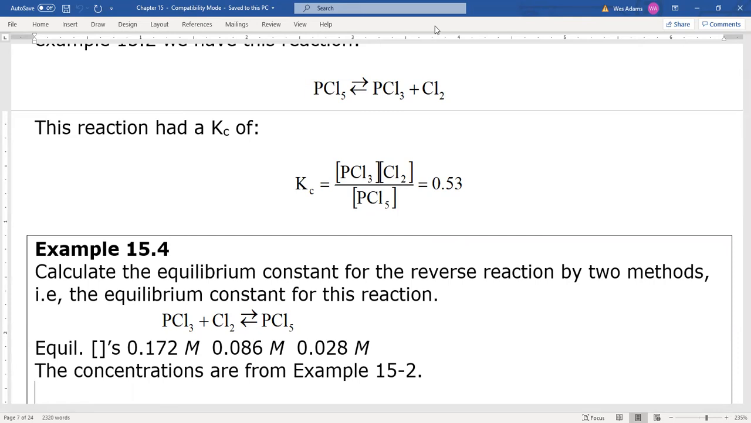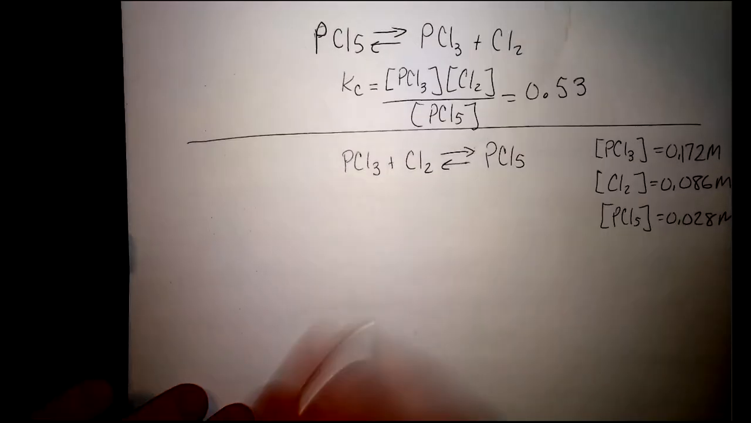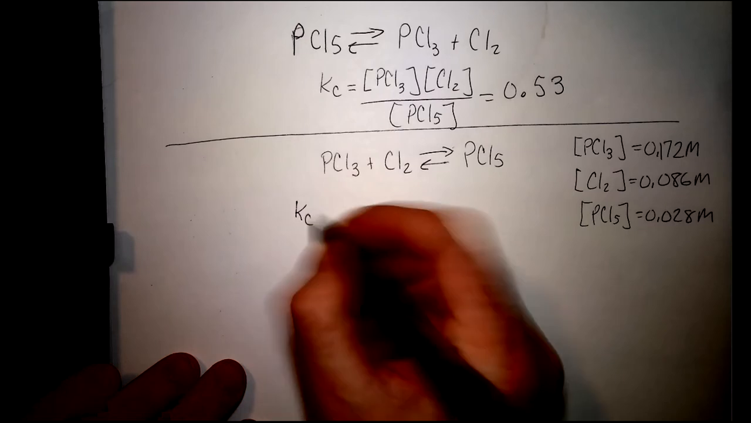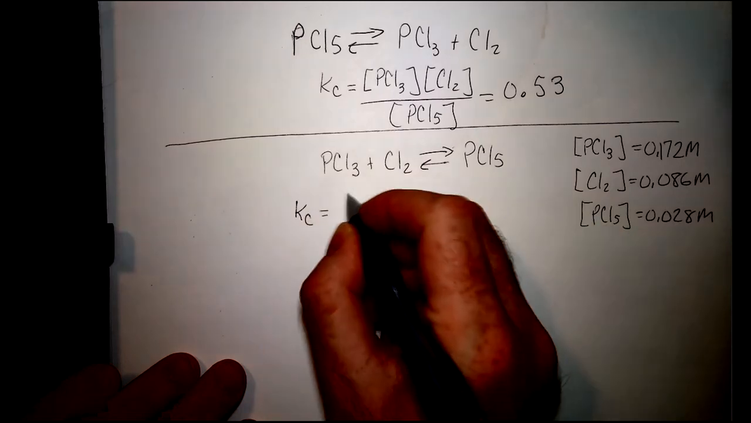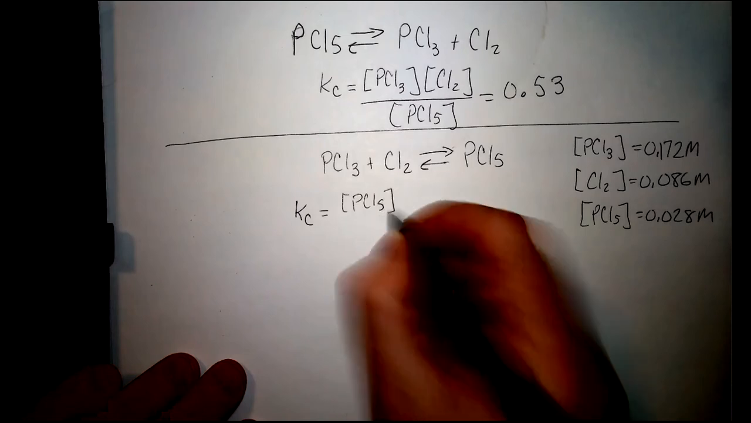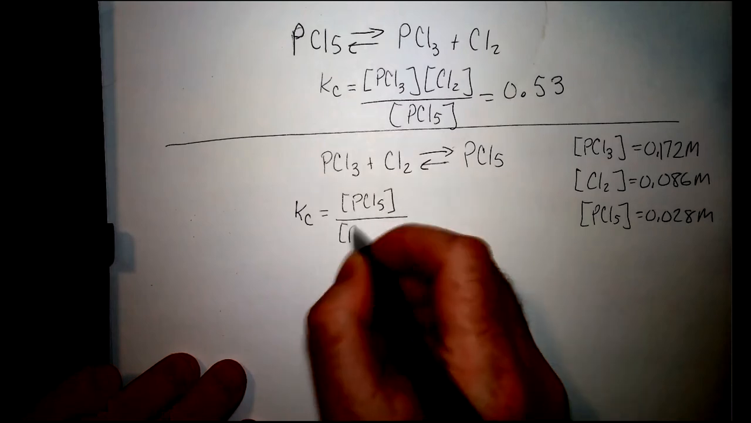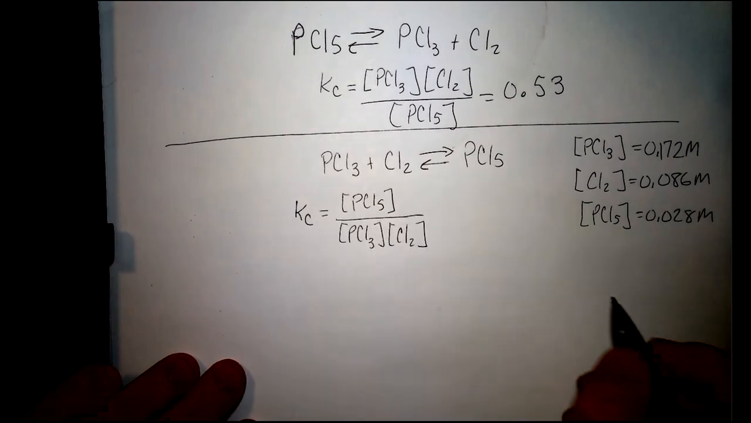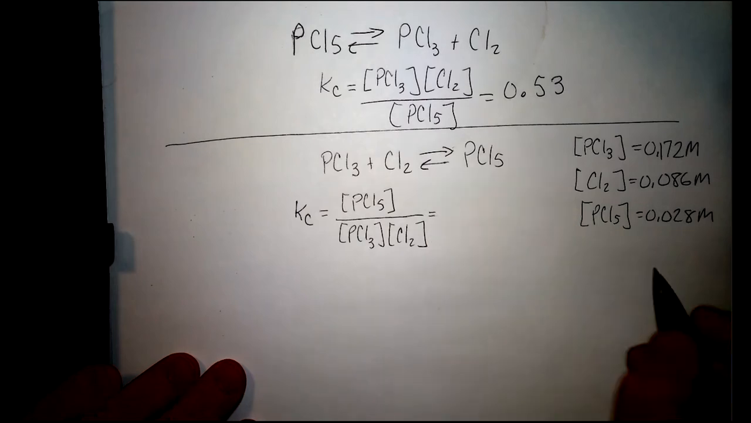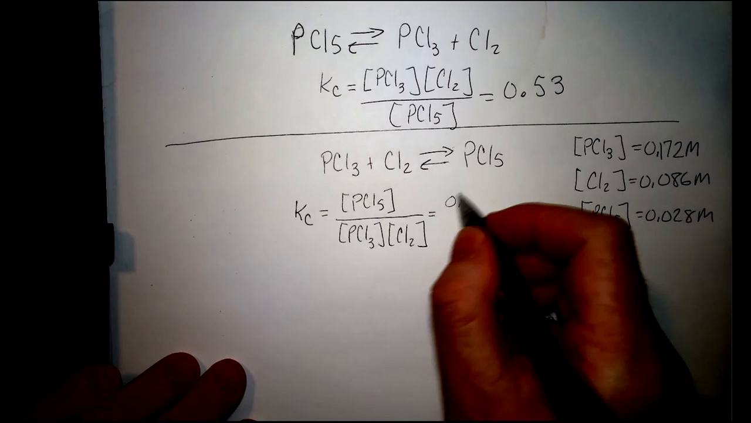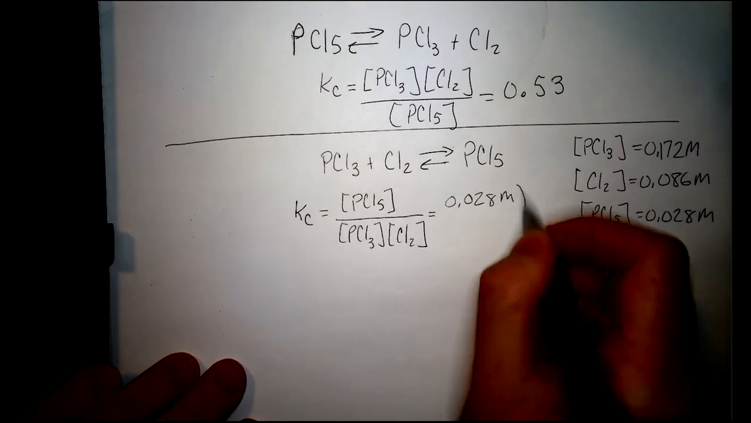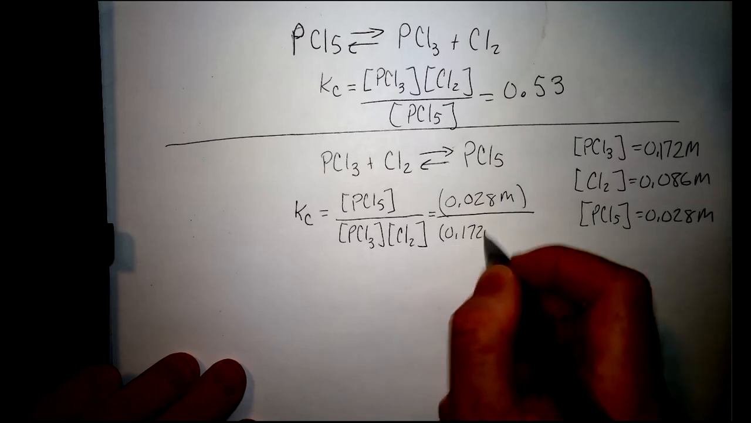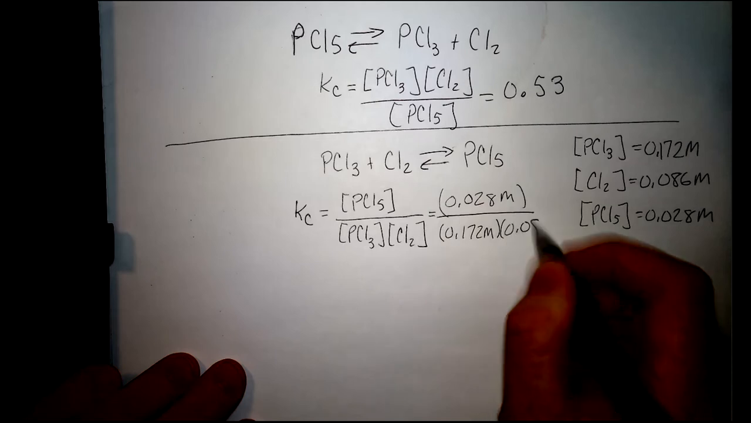So let's look at that on paper. And I've already copied a lot of this information over. And so if I write the equilibrium constant for this new reaction, our equilibrium constant is equal to what? Now the concentration of the PCl5 is in the numerator, the PCl3 and the Cl2 concentrations are in the denominator. So if we plug in and chug now, PCl5 is 0.028 molar. And then the PCl3 0.172 molar. And chlorine 0.086 molar.